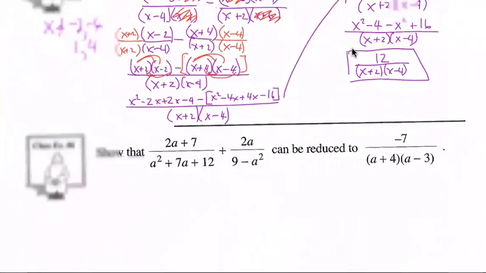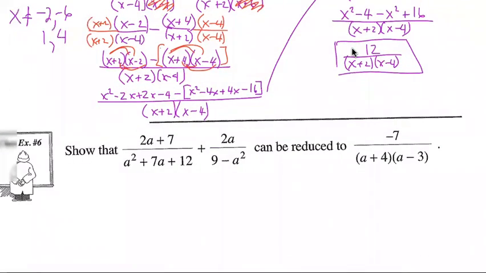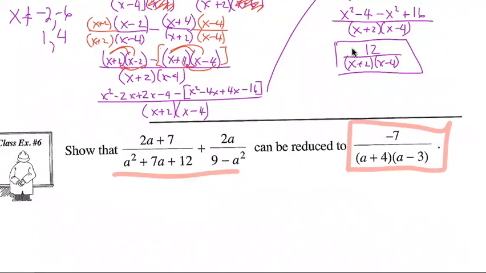Question 6: show that (2a + 7)/(a² + 7a + 12) + 2a/(9 − a²) can be reduced to this. So in order to determine that it can be reduced to that, that means we need to simplify this, right? And again, we should always do our non-permissible values just to make sure.